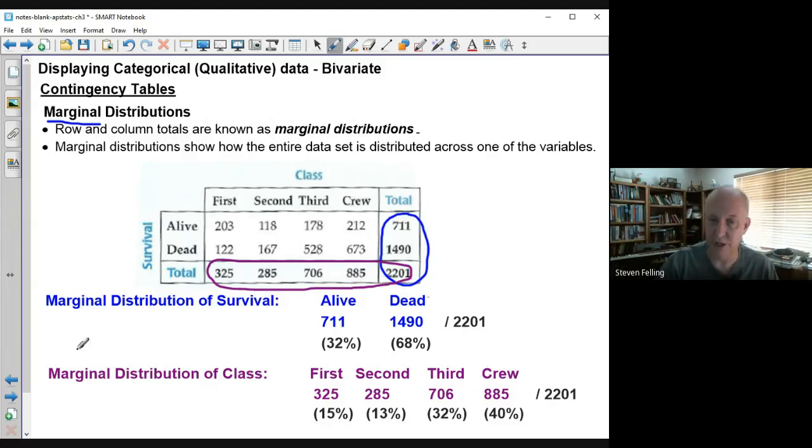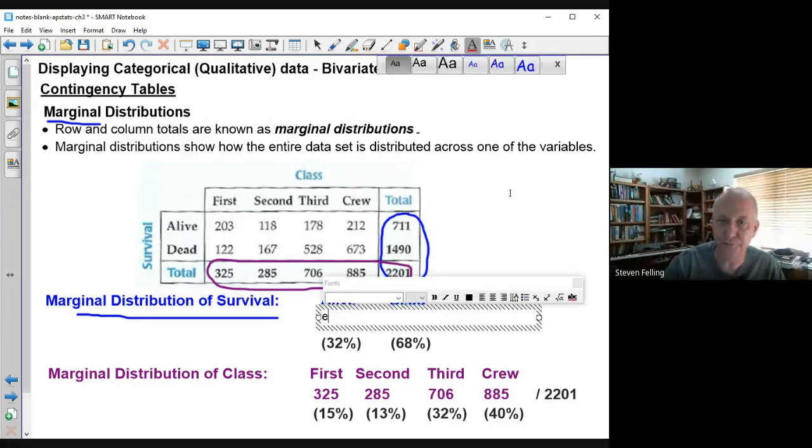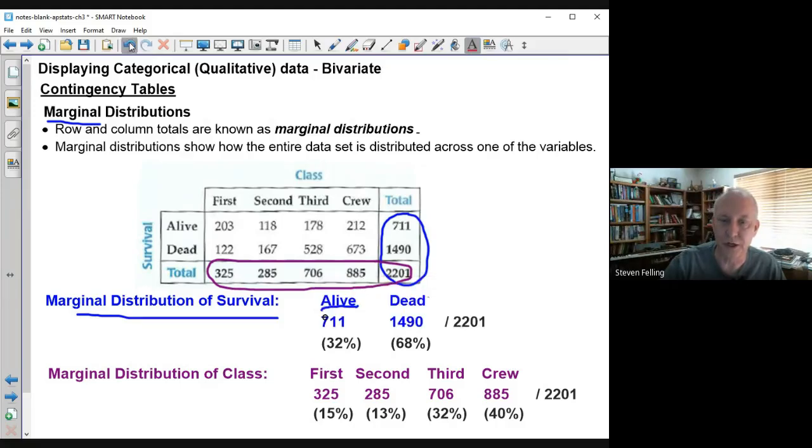Okay, so if we're asked to provide the marginal distribution of survival, then we have to start by listing the values of the marginal variable, which are alive and dead. And then for each value, we want to take the value from the margin and put the count, or if we want the relative marginal distribution of survival, we would put it as a percentage. So this is the survival variable here, right? These are its values, alive and dead.